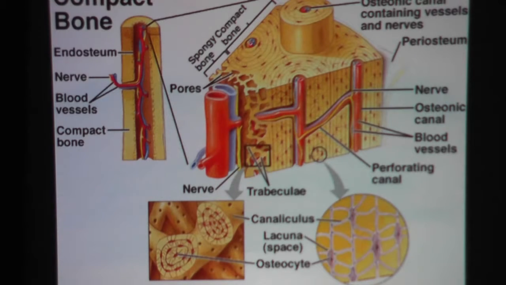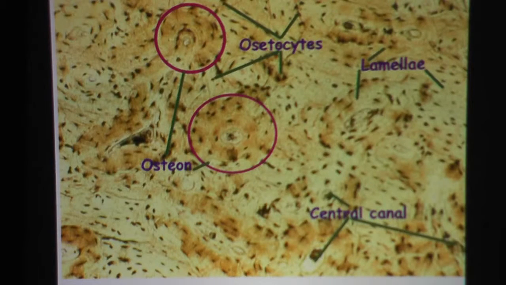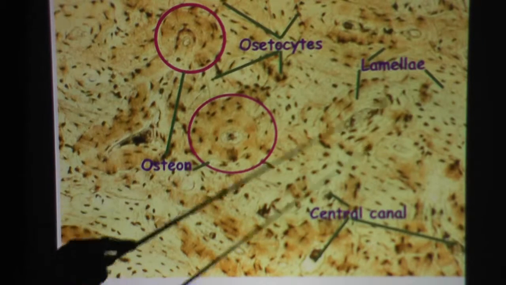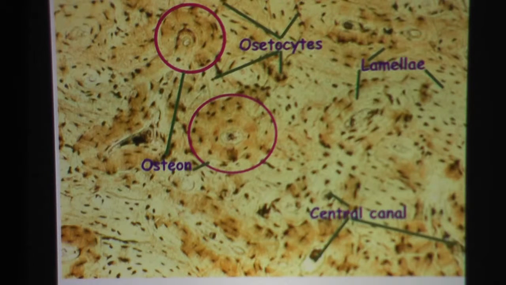Okay. Let's go to another slide. Here's another picture of compact bone. Even in this slide, it might be a little confusing, but this is an osteon, that's another osteon. And in the middle of the osteon is the central canal. So this osteon is running into and out of the screen.